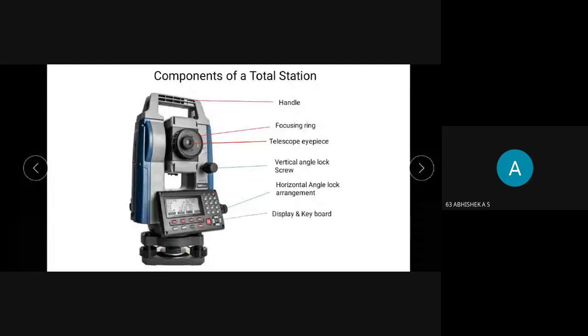Next we have a display and a keyboard. I have already told that this is modern equipment. Actually, we will get all the required data directly from this total station.